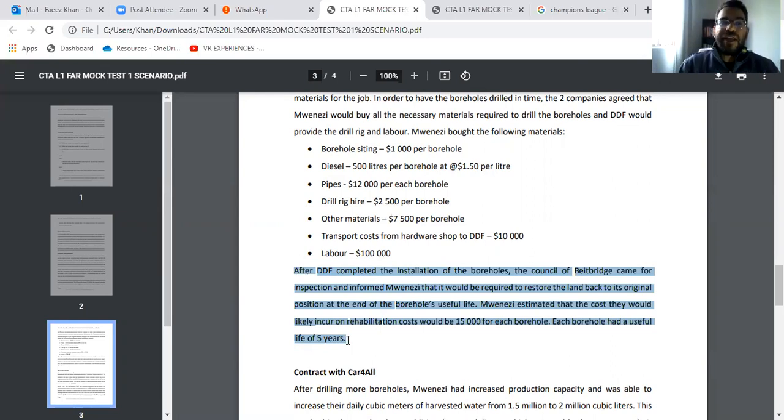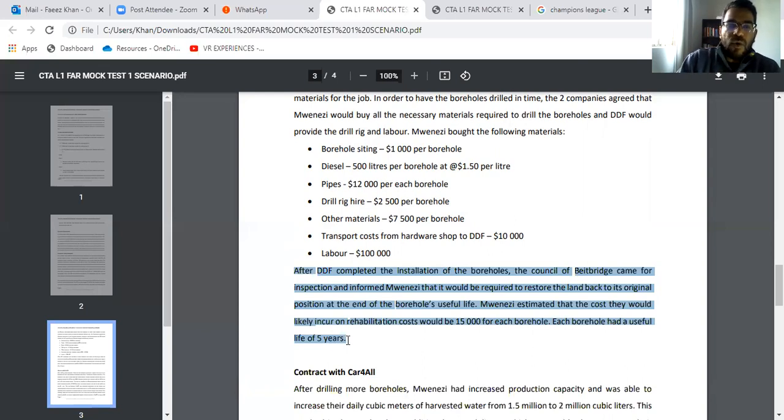So remember, boreholes would be PPE for Wanezi. Why? Like Coca-Cola need machinery to produce Coke. So the way you're going to get water is through the boreholes. Okay, so the boreholes are used in the production of income, or whatever they call it. And the boreholes last for 5 years. It is owner occupied and so forth. So therefore, it's tangible. So therefore, the boreholes will be considered PPE for Wanezi.